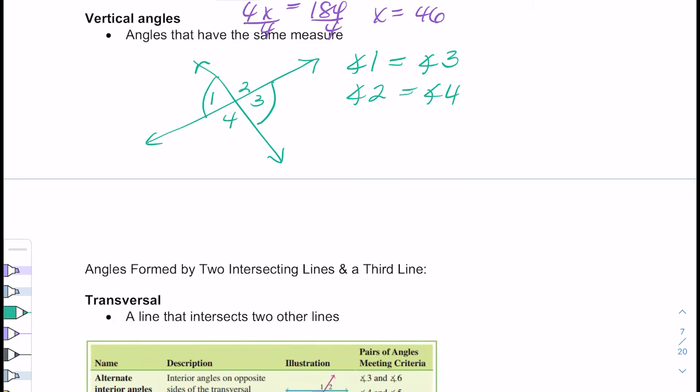These concepts we've been talking about, vertical angles, supplementary angles, and complementary angles, are all going to help us solve problems dealing with angles. So it's important to know their properties.